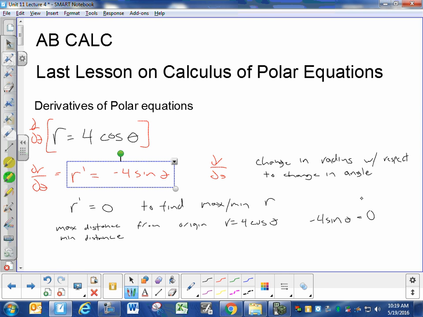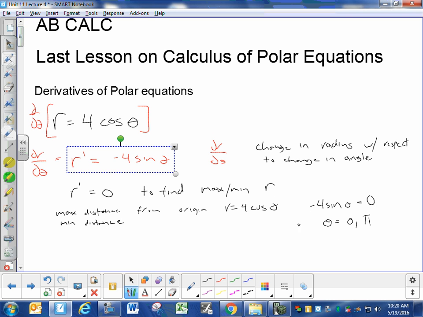When is sine of theta equal to 0? At 0. Good. And pi. Good. Okay, so that's going to be locations of max or min r's. Well, that makes it a little bit complicated, though. And I could do 0, pi, I could do 2 pi if I wanted to.